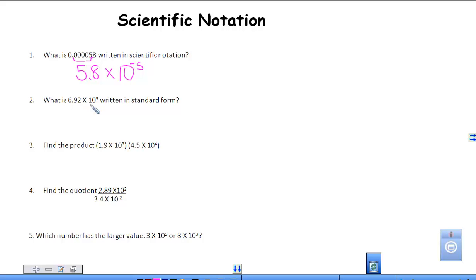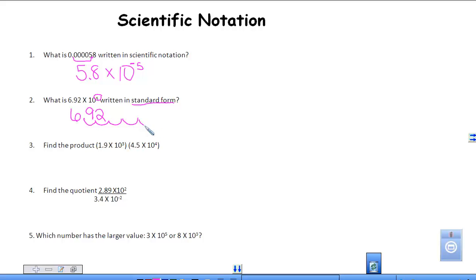Now, number 2, I'm given a number in scientific notation, and the directions ask me to write it in standard form. So I actually want to multiply this out. I start with 6.29, and I have times 10 to the 5th power. Notice the 5 is a positive, which means I should get a larger number, and I'm going to move my decimal 5 places.